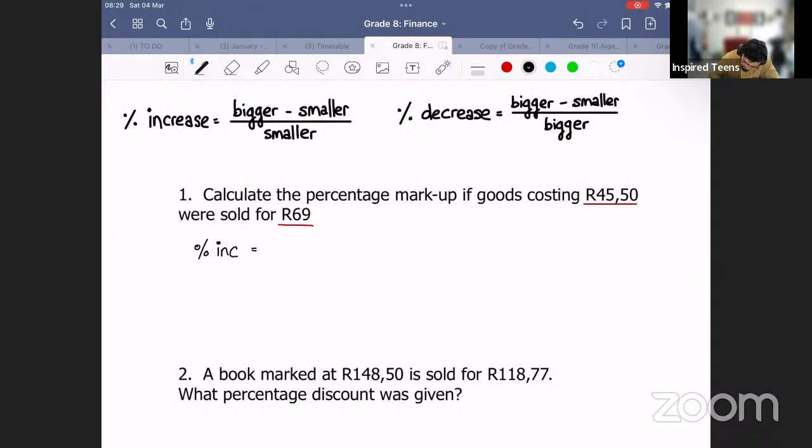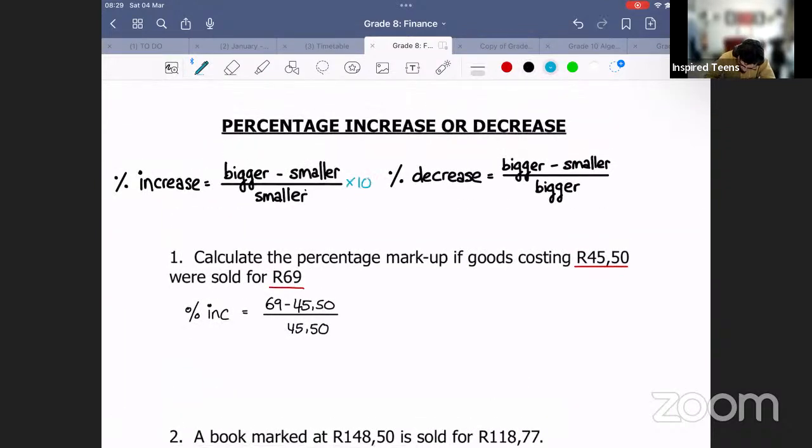The percentage increase is equal to the bigger value, which is 69, minus the smaller value, 45,50, divided by the smaller value for percentage increase, 45,50. That is the smaller value. And here, do I have to multiply by 100? I think I forgot to put it in. Multiply by 100, obviously, to give it to you in percentage, right?